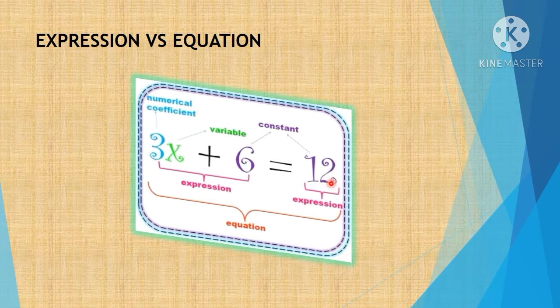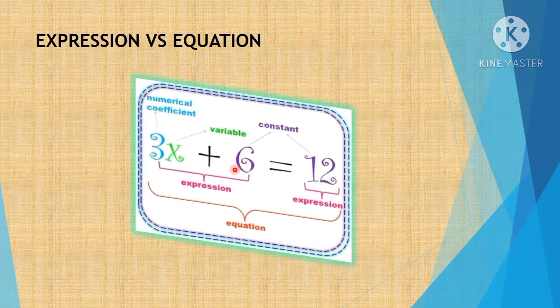We can say 3x plus 6 is an expression and 12 is, this is left hand side, right? You can see an equality symbol. So after the equality, that is known as the right hand side of an equation, and before the equality symbol it is known as the left hand side of an equation. So here, which is the left hand side of an equation? 3x plus 6. So that is an expression. Then after the equality symbol you have 12. So that is an expression.